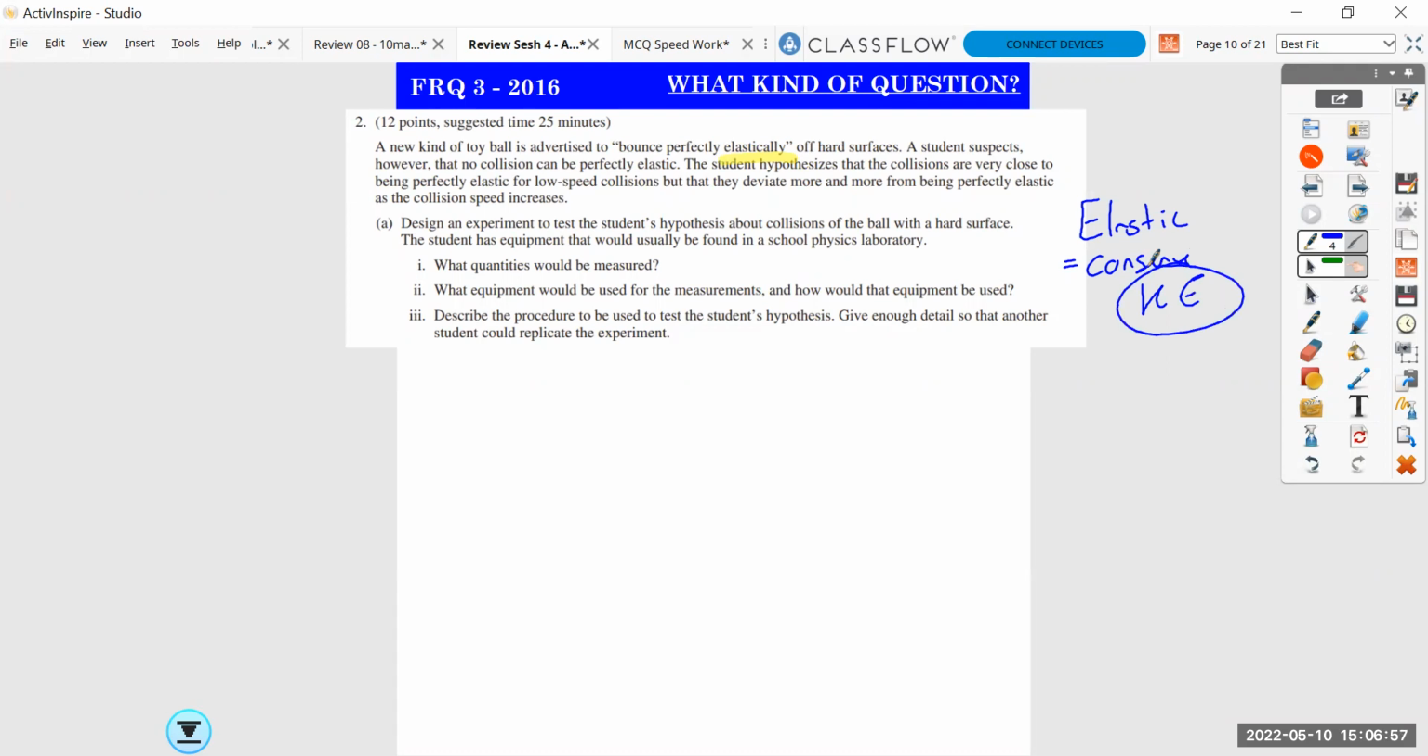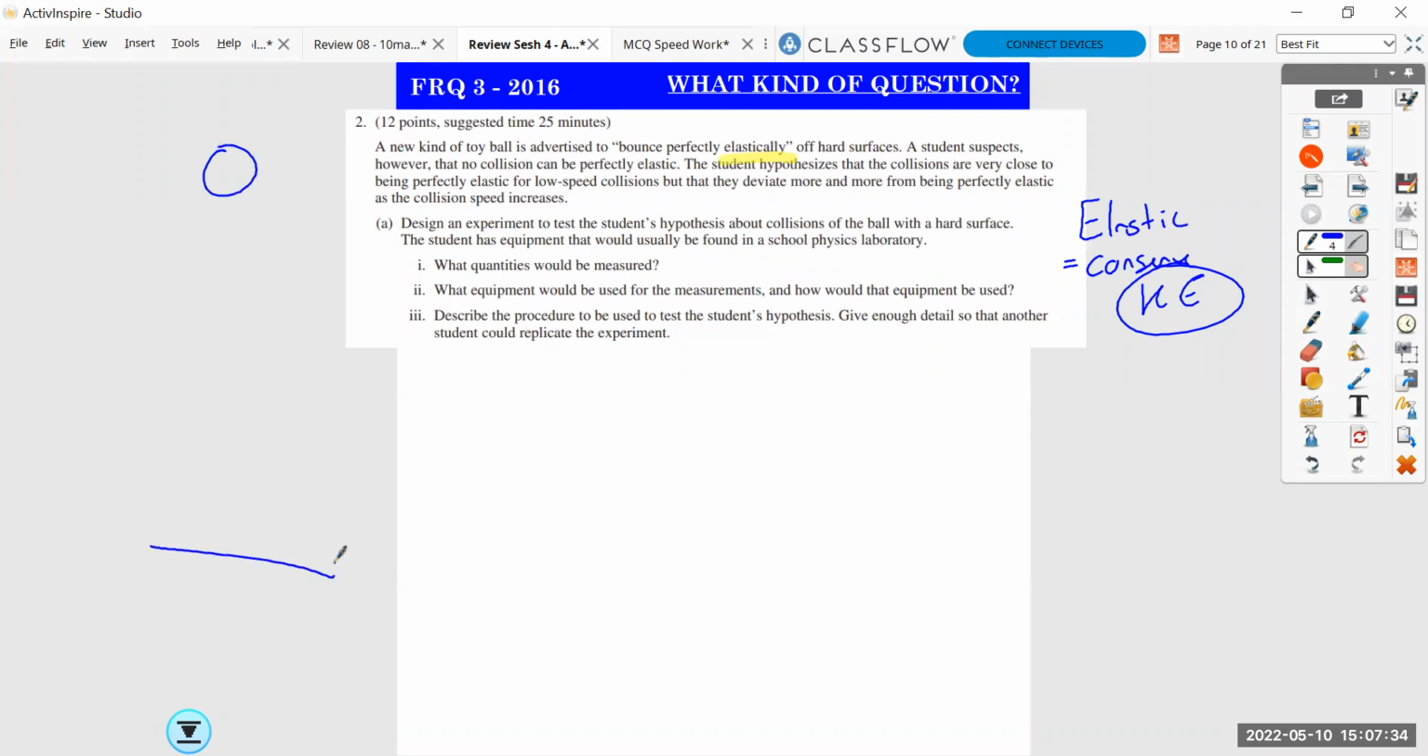This is a really weird question. So we want to read it carefully and think carefully. The student suspects, however, that no collision can be perfectly elastic. The student hypothesizes that the collisions are very close to being perfectly elastic for low speed collisions, but deviate more and more from being elastic as the collision speed increases. All right, so this is a strange question, but they will probably ask you some kind of lab question like this on the test. And what I want you to think is, if I handed you this ball and told you it's perfectly elastic, it maintains every bit of energy in a collision, you'd probably do one of two things.